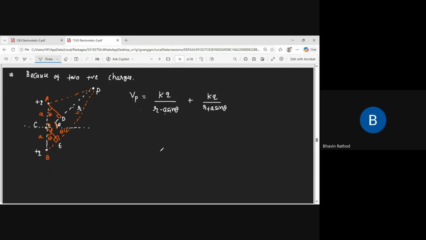Now because of the 2 negative charges, we have a geometry like this. I'll follow the same process.